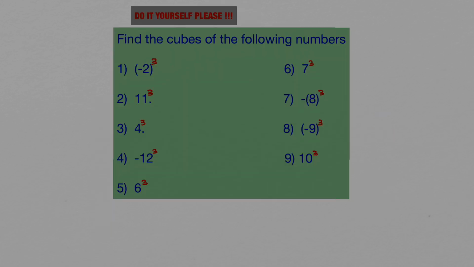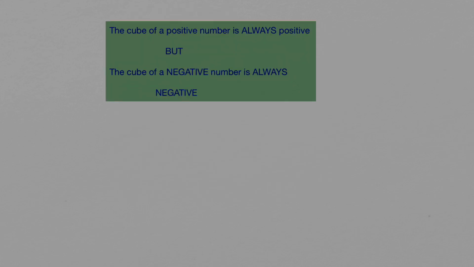Okay, now again, this is the do-it-yourself section, please. All the questions I've explained to you, you're going to do yourself now: -2 cube, 7 cube, and everything. All these 9 questions, please. Now, before you start doing questions, I need to tell you one more thing on the cubes as well. The cube of a positive number is always positive, but the cube of a negative number is always negative.